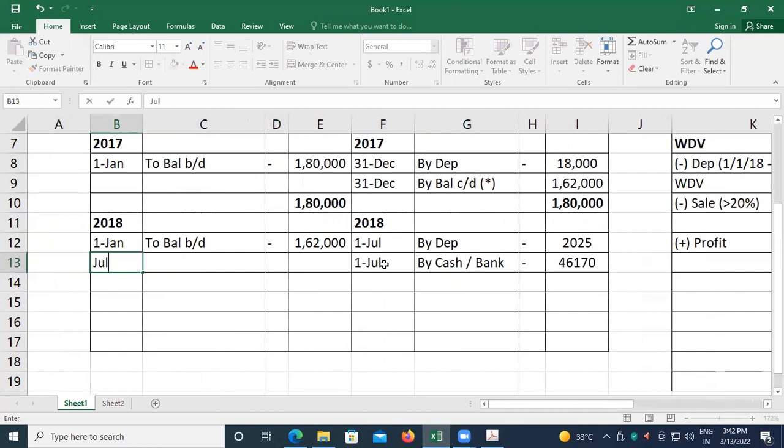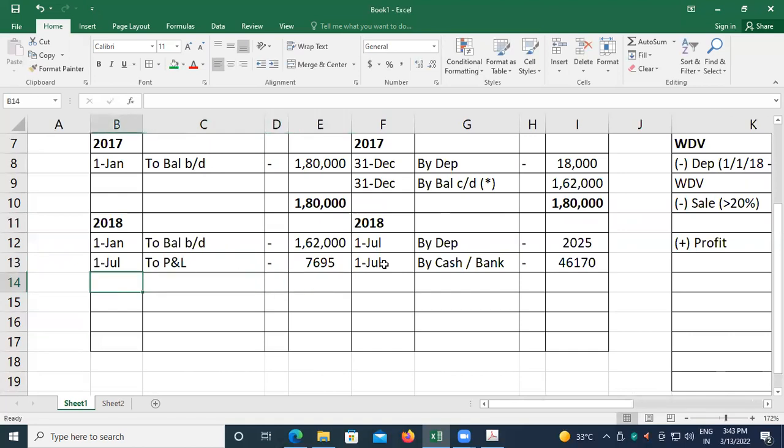And on profit, when we got July 1st. So when we are getting the profit, what we should write? To profit or loss account. So let me write here like this, to P&L account. So to profit and loss account, how much did we get as profit? 7695 rupees. So we got the profit of 7695.